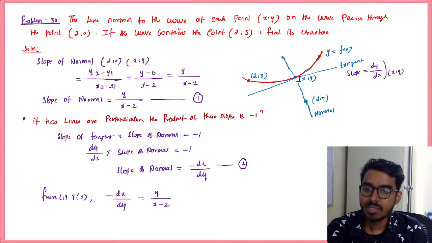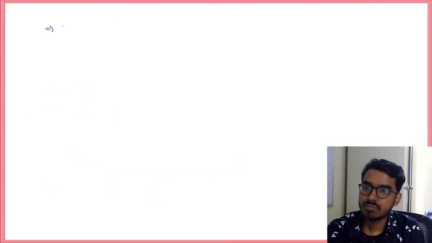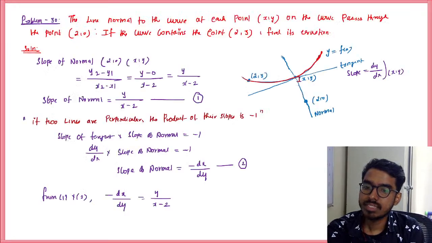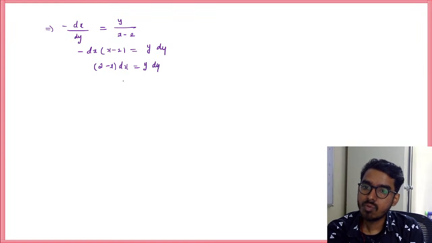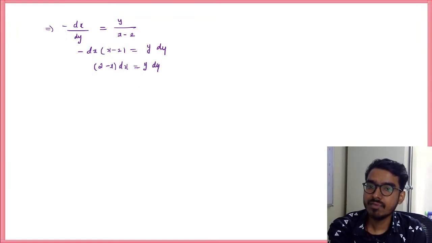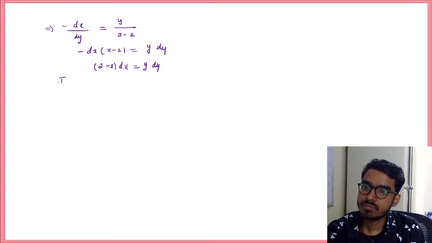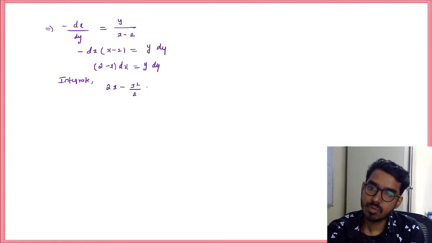Very interesting problem. We have minus dx by dy is equal to y divided by x minus 2. So we have minus dx into x minus 2 is equal to y dy. Let's call this 2 minus x and omit the minus. So we have y dy equal to (2 minus x) dx. All the variables are separated, so integrate. We have 2x minus x square by 2 is equal to y square by 2 plus c.